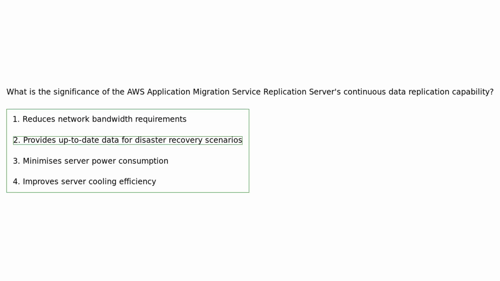Continuous data replication in AWS Application Migration Service Replication Server ensures that data is constantly up to date, making it ideal for disaster recovery scenarios where minimal data loss is critical.